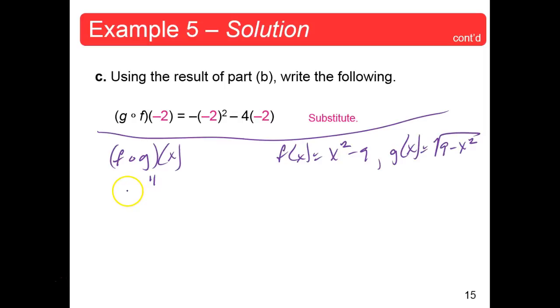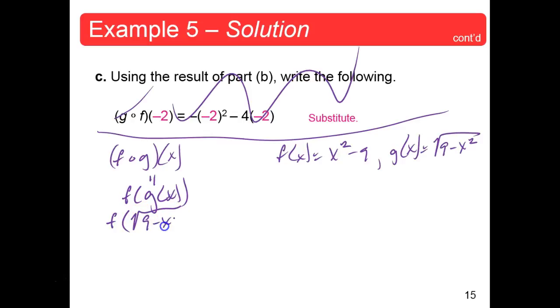What's that definition? F of g of x. That's good. It's pretty simple. And what does that tell you to do first? Don't look up here. Look over here. Be f of the square root of 9 minus x squared.